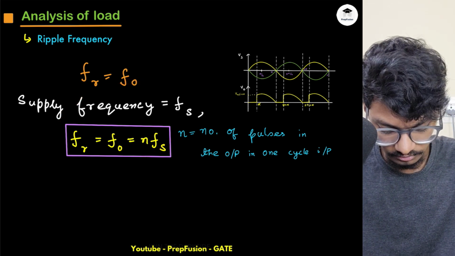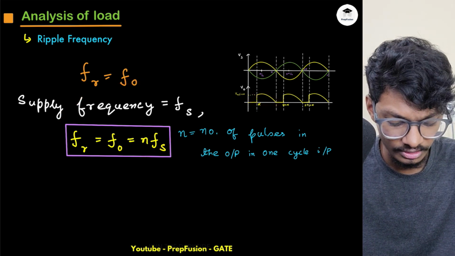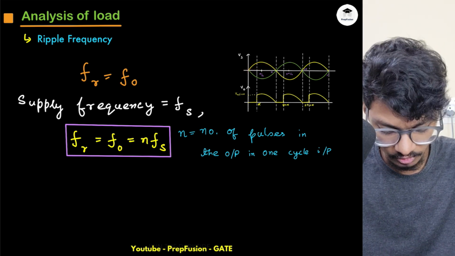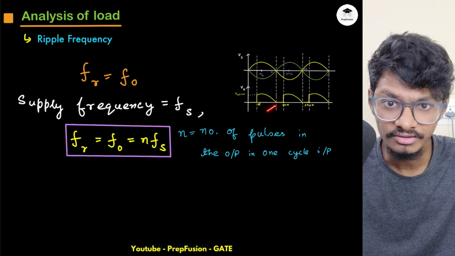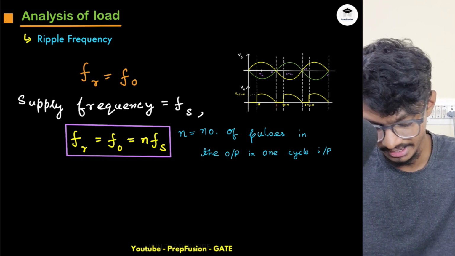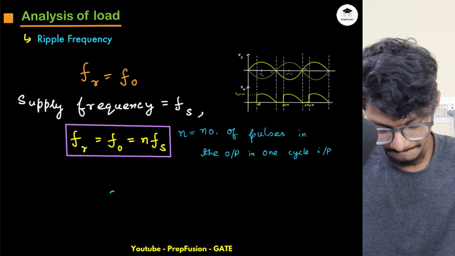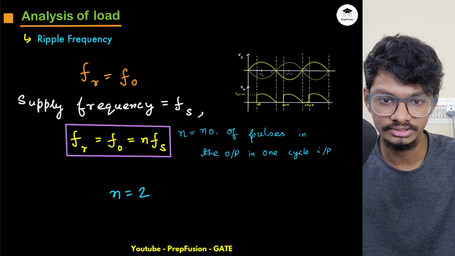The ripple frequency is simple here. What is the frequency of the output voltage waveform in terms of the supply? It is 2 times, because the time period has reduced by half, so obviously frequency will increase by 2. So N, in this case, will be 2. That's why this is called a 2 pulse converter.